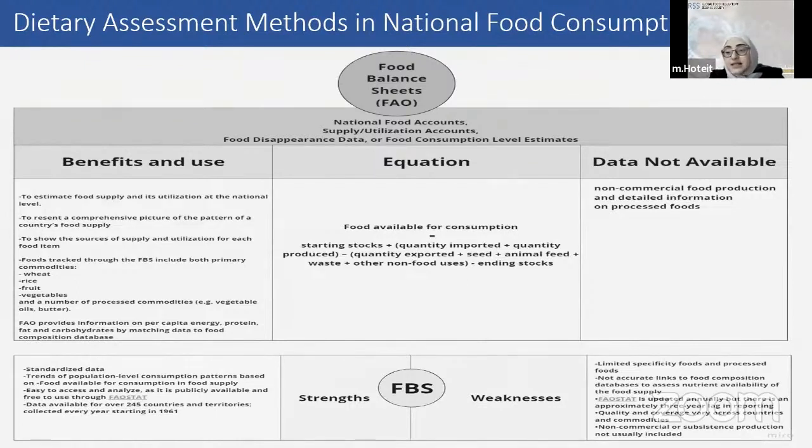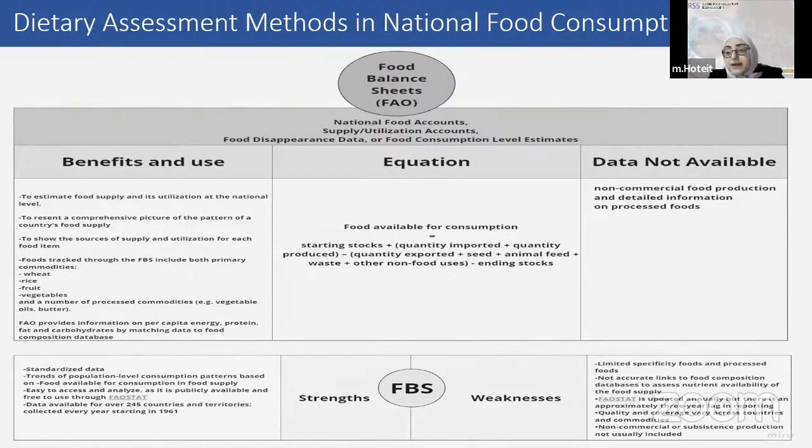Therefore, the FBS data sometimes cannot be disaggregated to determine the distribution of food consumption, also seasonally or even by demographic characteristic. In addition, the data on non-commercial food production and detailed information on processed foods are not available. And also, fewer than 100 foods are accounted for in FBS, limiting the level of detail. So given the limited level of specificity of food in FBS, sometimes it can be difficult to match these food items with food composition databases per country in order to calculate, for example, nutrient availability in the food supply.